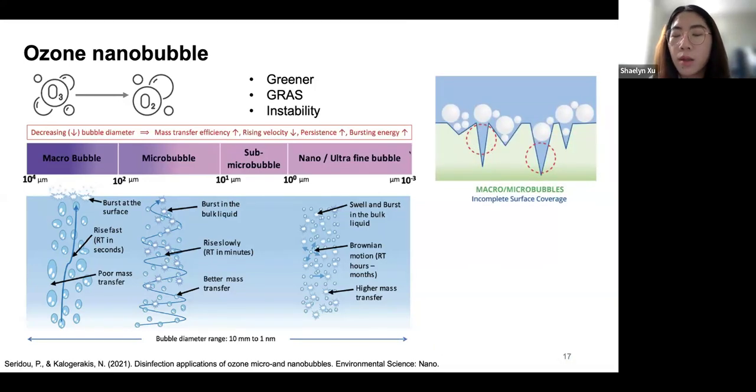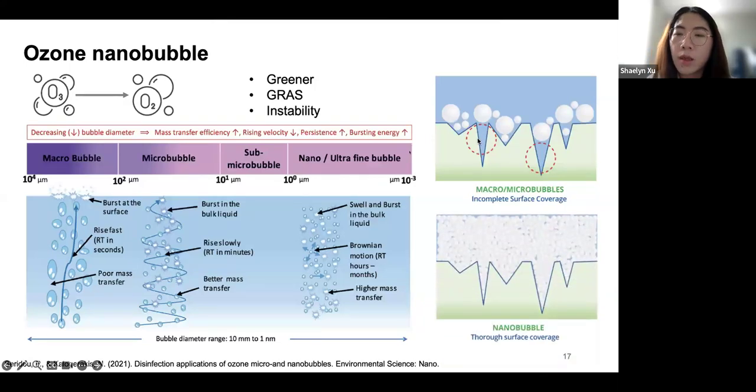If we think about aqueous ozone applied in a food processing facility, this figure shows that the aqueous ozone is made up of both micro and macro bubbles, which are irregularly shaped, and they can cover the entire surface of the equipment surfaces. However, if we combine ozone with nanobubbles, the ozone entrapped in nanobubbles can be uniformly distributed across all the equipment surfaces and thus improve the sanitation efficacy.